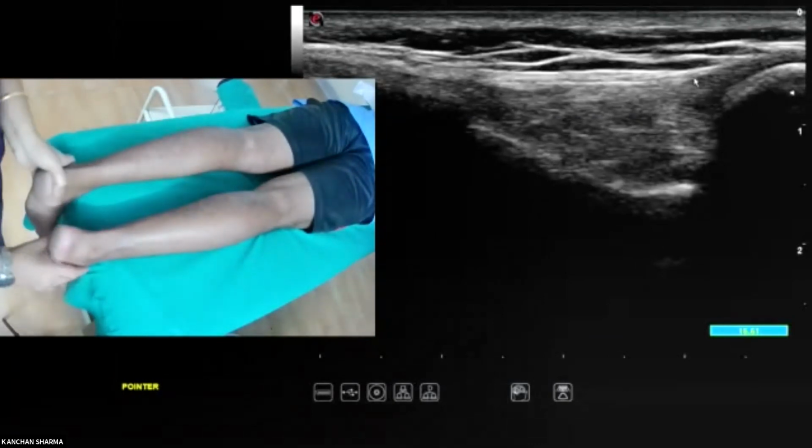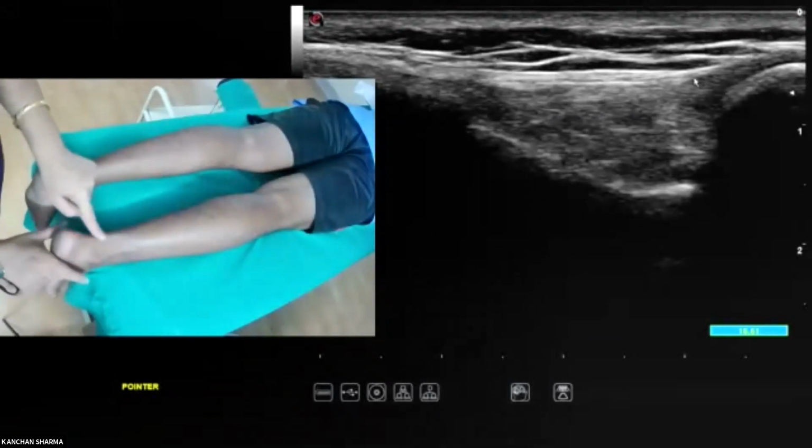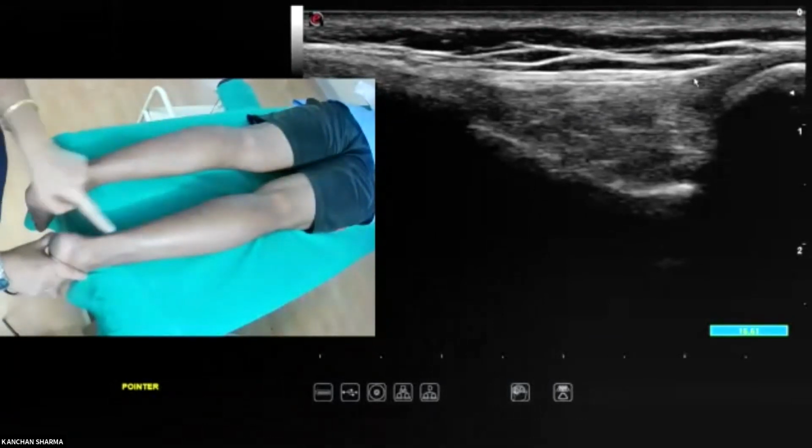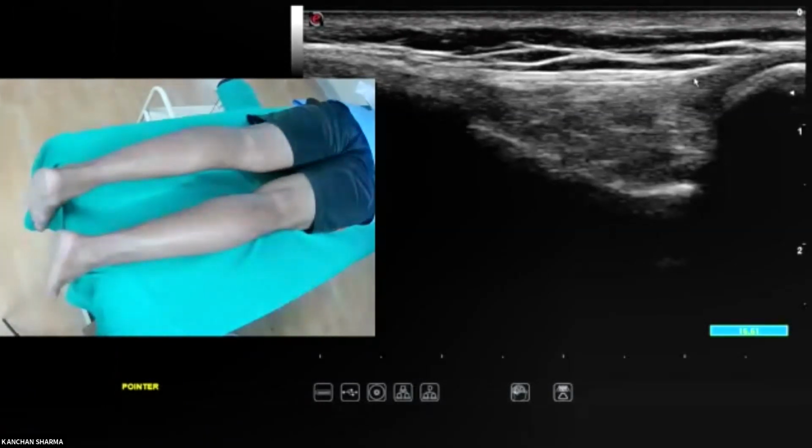Today, first we are going to see three very common things. One is your Achilles tendonitis. This is your Achilles tendon, what you are able to see here. If there is a problem in this tendon, you will have either pain where it is getting inserted, or the patient will say, I'm having pain in this whole area. If it is associated with retrocalcaneal bursitis, then obviously the whole area will be painful.